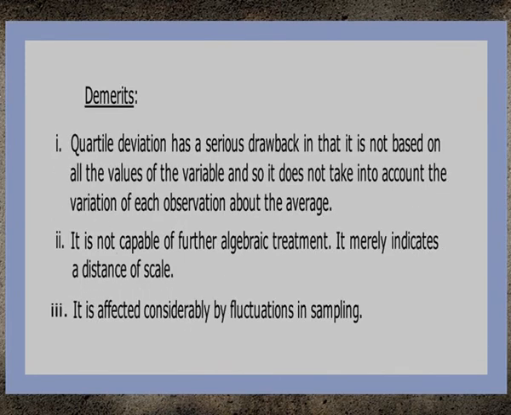Demerits are: the first one, quartile deviation has a serious drawback in that it is not based on all the values of the variable, and so it does not take into account the variation of each observation about the average. Second one, it is not capable of further algebraic treatment. It merely indicates a distance of scale. Third demerit, it is affected considerably by fluctuations in sampling.